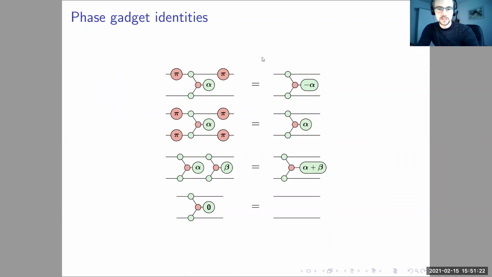To describe this, we need a few rules regarding phase gadgets. So the first is, we're only dealing with phase gadgets acting on 2 qubits. If I conjugate by NOTs on one of the qubit wires, the phase becomes minus the phase. If you conjugate on both the qubit wires, the phase remains the same. If you have 2 phase gadgets acting on the same pair of qubits, the phases add. And if the phase is 0, it's just identity, it doesn't do anything. Okay, these are just standard rules for these things.